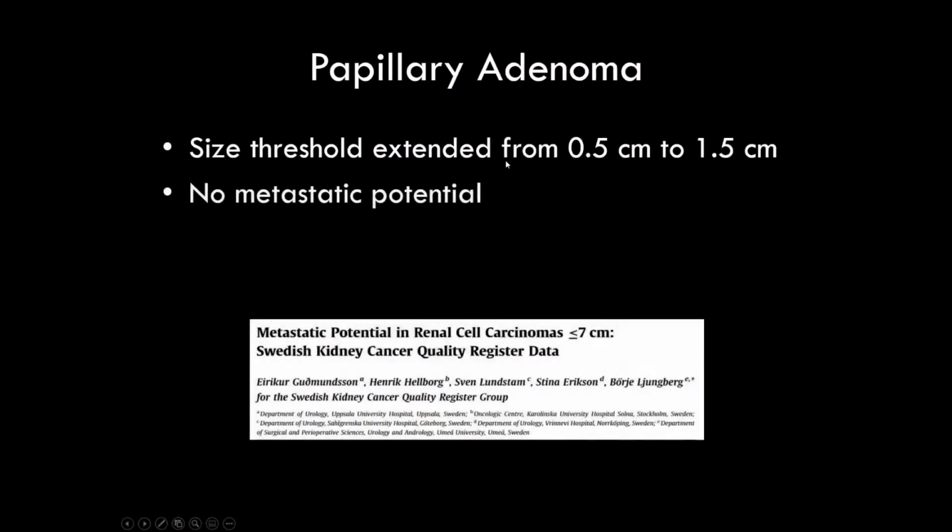All right. So let's discuss a little bit about some of the updates. So the first major update is in how we classify papillary adenomas. So we know that papillary adenomas are any tumors in the kidney that are less than 0.5 centimeters that have the appearance of a type 1 papillary renal carcinoma. But now the size threshold has been extended from 0.5 centimeters to 1.5 centimeters. This is because many studies have actually shown that any papillary tumor that's low grade in appearance, if it's less than 1.5 centimeters, has no metastatic potential. So we have downgraded all these to papillary adenoma.